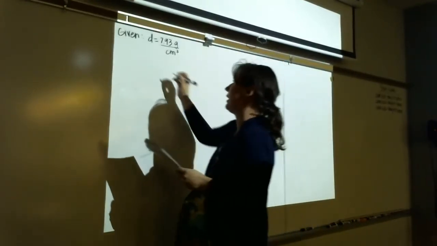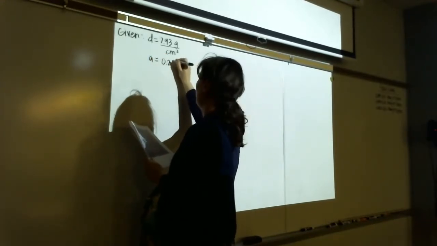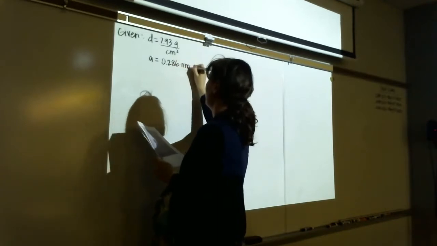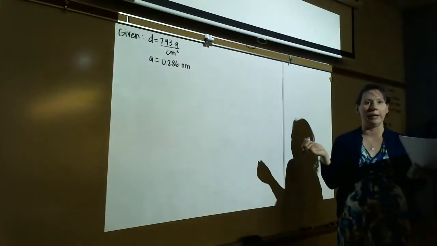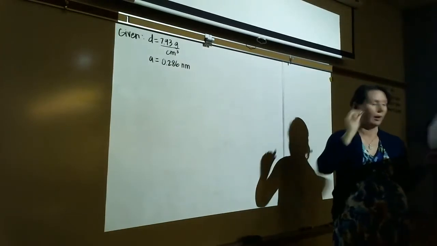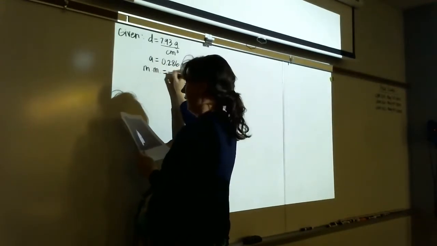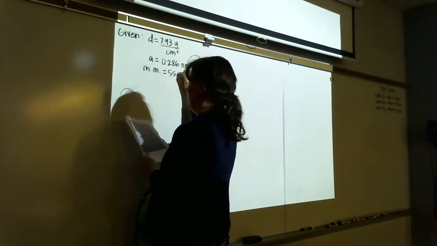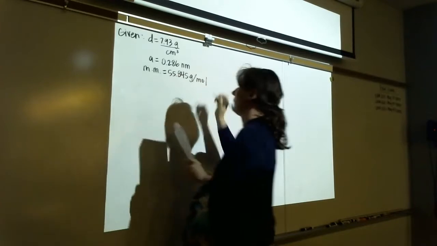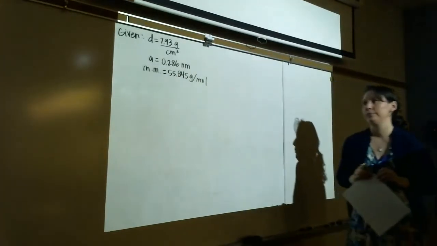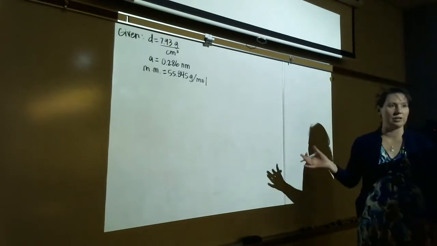Also, we're given the edge length, a, which is 0.286 nanometers. And we know the molar mass. How do we know the molar mass? Is iron a real element? Yeah, we just look it up on the periodic table, right? Molar mass of 55.845 grams per mole. All right, so that's all of our givens. So let's go ahead and convert everybody to meters. Meters is a nice standard unit.